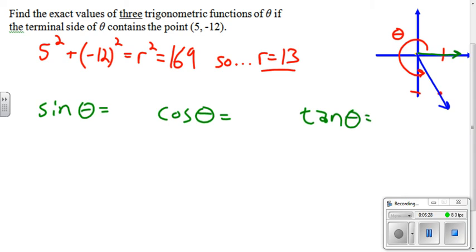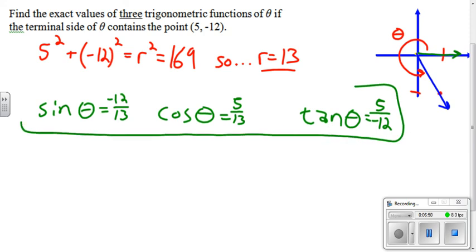And we can just plug things right in. Remember, sine was y over r, so it would be negative 12 over 13. Cosine was x over r, so it would be 5 over 13. Tangent was y over x, so it would be negative 12 over 5. And again, if we wanted to find our inverse trig functions of each of these, it would just be the reciprocal. So it's literally that fast, that easy.